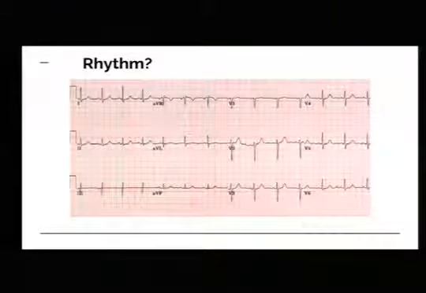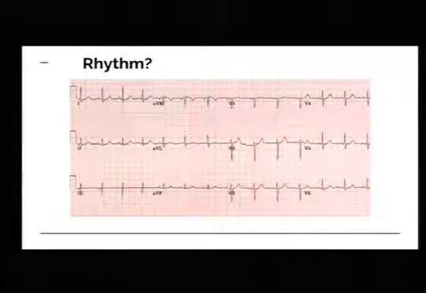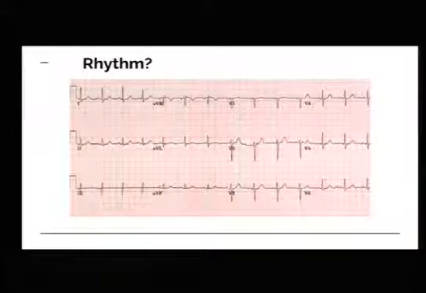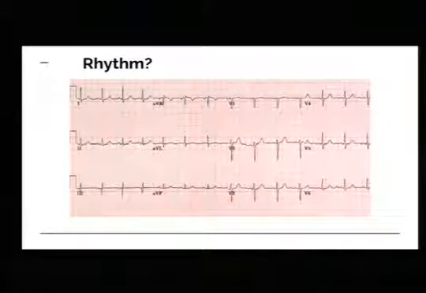300, 150, right around, just under 100, right? Just over 3 boxes. Okay? So, is there a P before every QRS? And is there a QRS after every P? And is it regular or irregular? Okay, so you have just normal sinus rhythm.